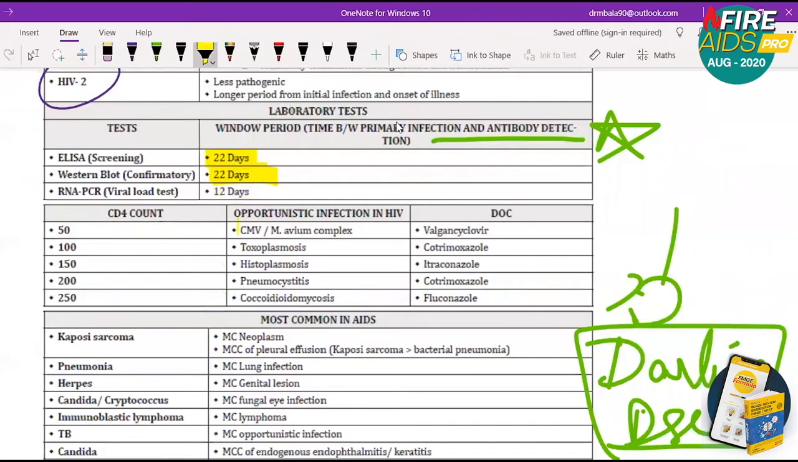Overall, I would rate this box as one of the most high-yield topics in virology. In the entire virology, in HIV, the CD4 box is very, very, very important. In hepatitis, hepatitis B and C are important. In HIV, the CD4 box is very important.